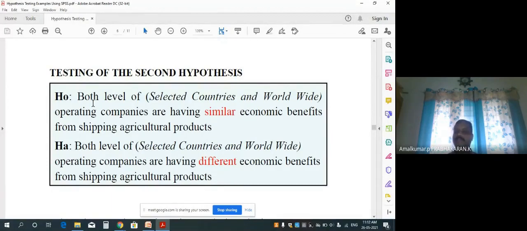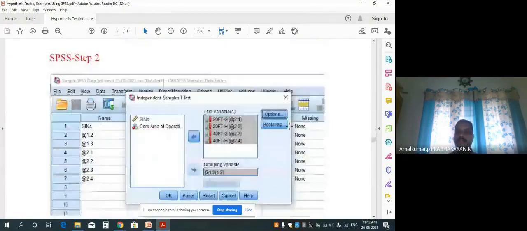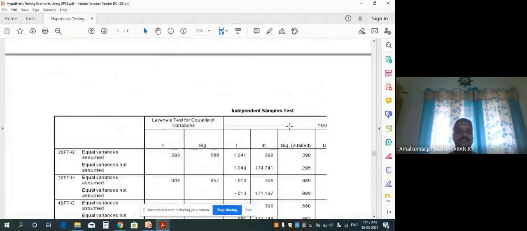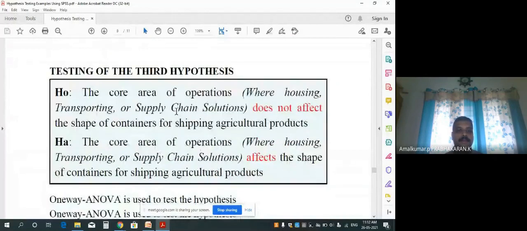This way the researcher takes the decision, and then I am moving to the testing of the last hypothesis, that is the third one. This is the third hypothesis. The null is that the core area of operations, which has three levels, warehousing, transporting or supply chain solutions, does not affect the shape of containers for shipping the agricultural products.